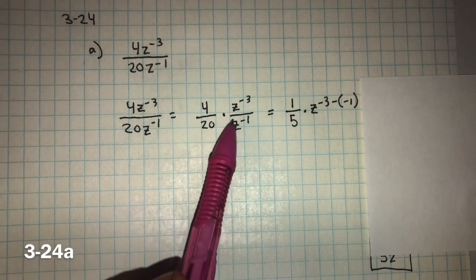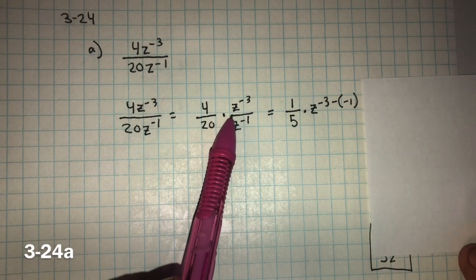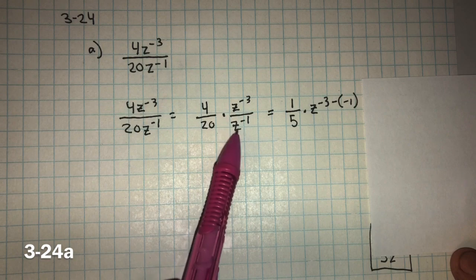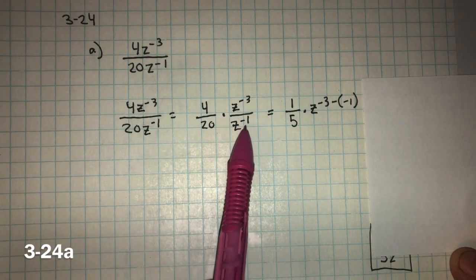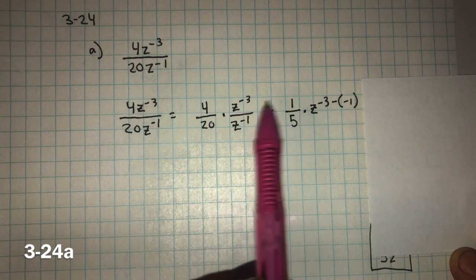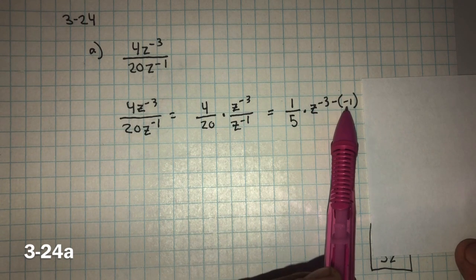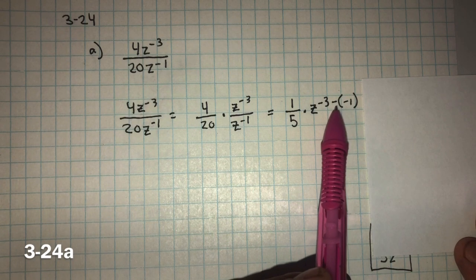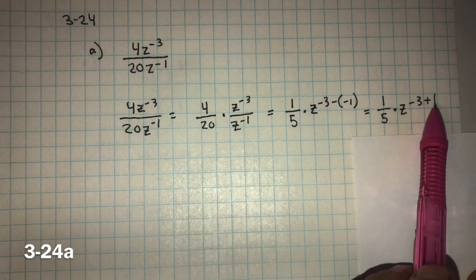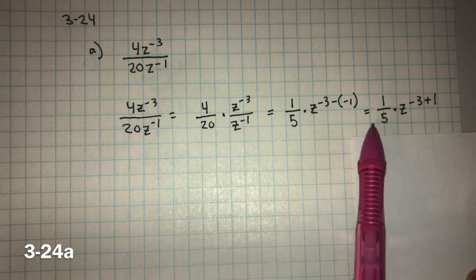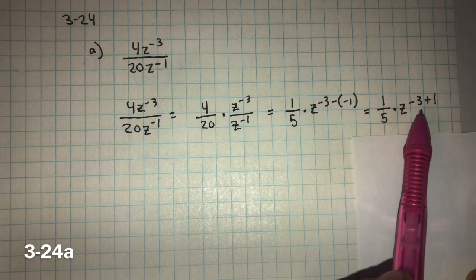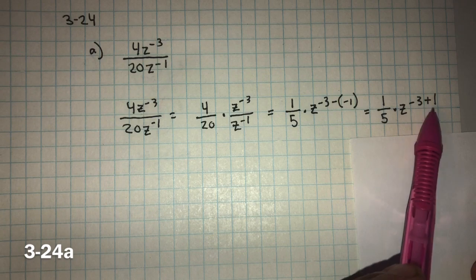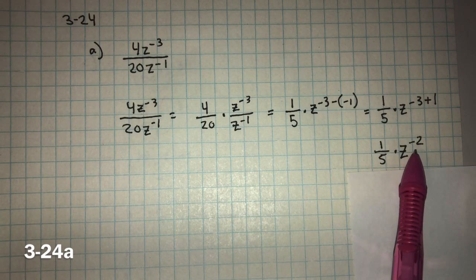And now, if you remember, dividing exponents with the same base, you subtract them. So I have -3 minus a -1. And if we distribute this negative, the opposite of a -1 is a +1. So now we have 1/5 multiplied by z to the -3 plus 1. Simplify, -3 plus 1 is -2.